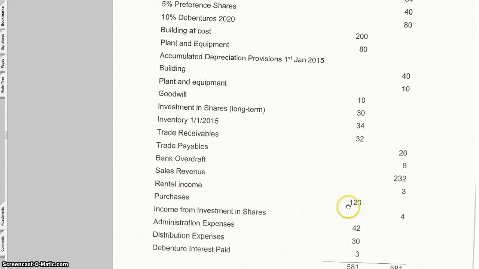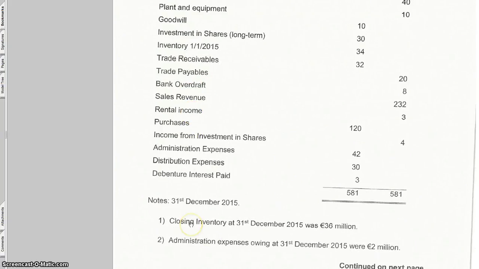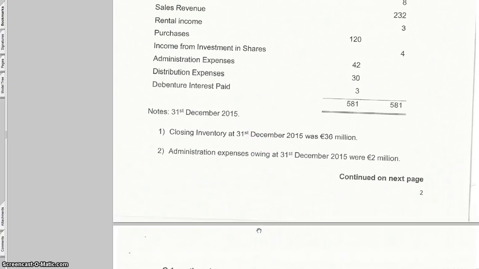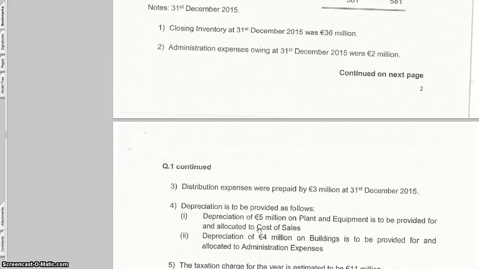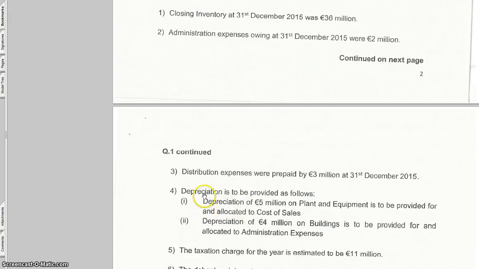Here are our purchases, 120. We'd look for our purchase returns; there are none in this question. Inventory at the start of the year, that's opening inventory, 34. Closing inventory at year end is always underneath the trial balance, and it's 36. Then we look for anything on depreciation. To know if depreciation goes in, we have to look at the note on depreciation, and here it tells us depreciation is to be provided, and this one goes into cost of sales.